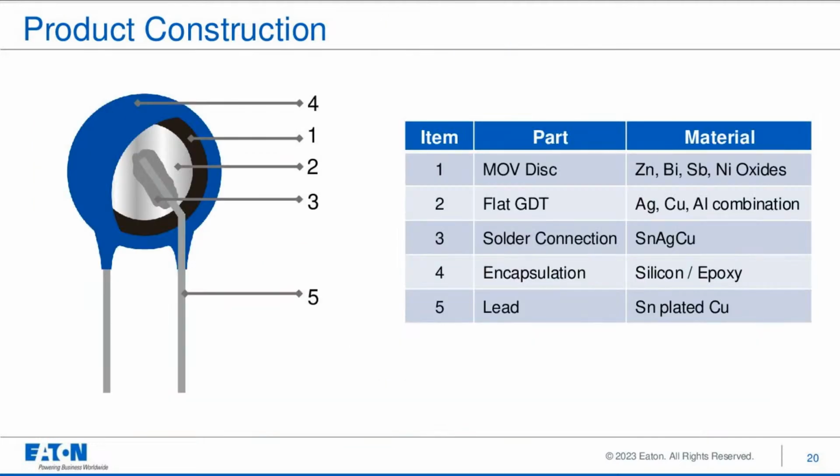Here we have a further view of the basic components of the device, which consists of the core MOV with a flat GDT assembled in series. The flat GDT is the silver disc in the image.